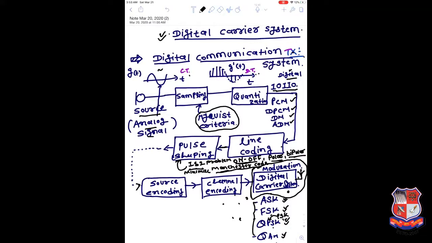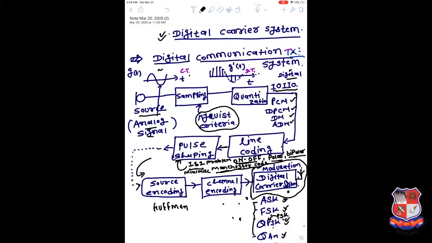Now, there are many more circuits there. We are not going to discuss this at this point. But then it goes to the source encoding. Source encoding is used to compress the signal. Huffman code is used at this point.